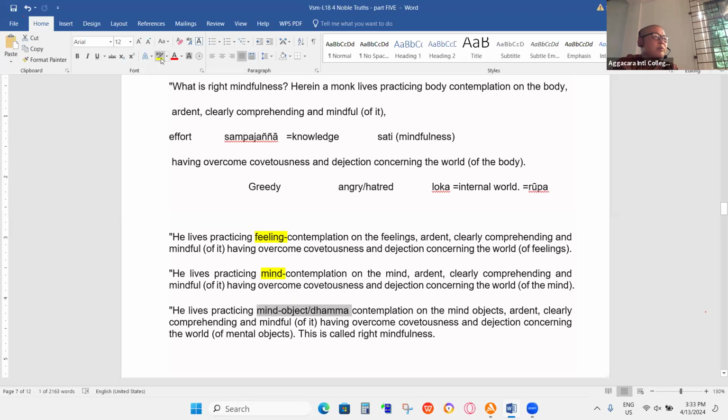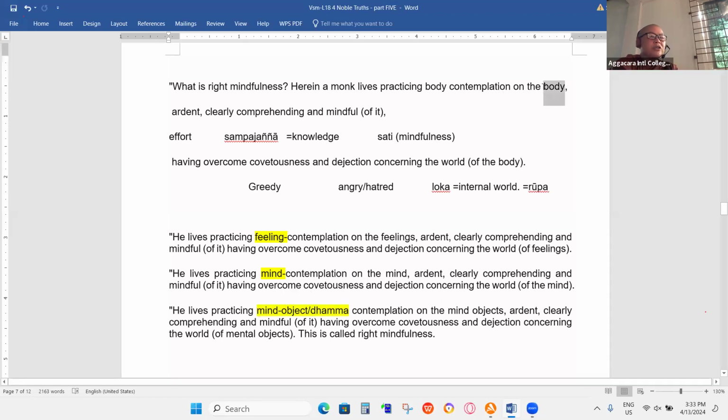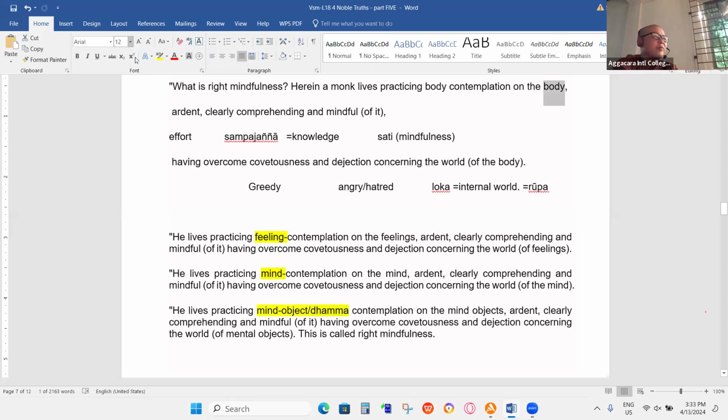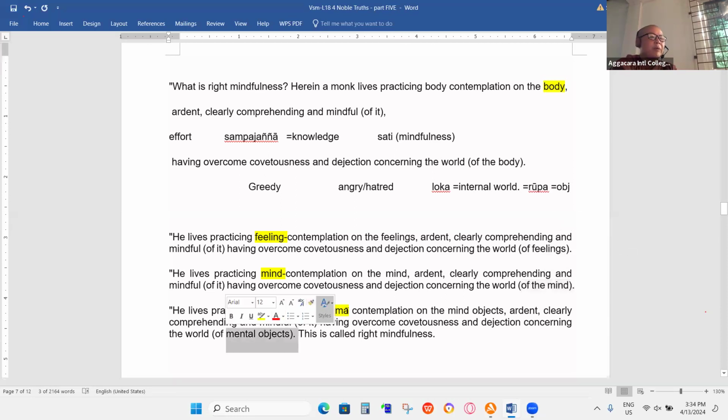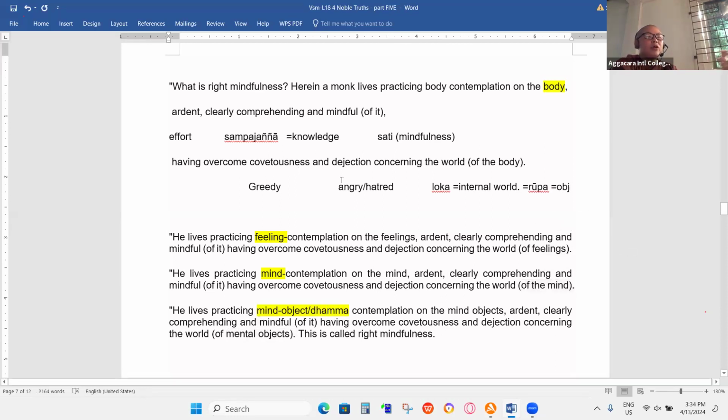When you hear about this Satipatthana, you have to follow strictly according to the instruction here, or the recommendation here. You must have effort. You must have knowledge, because you must meditate with knowledge and with mindfulness on the object. What is your object? The object about your internal world, rupa. Of course, your object will be feeling, mind, and then the mental object, dhamma. Dhamma means anything not body, not feeling, not mind. So everything will be put under the dhamma category.